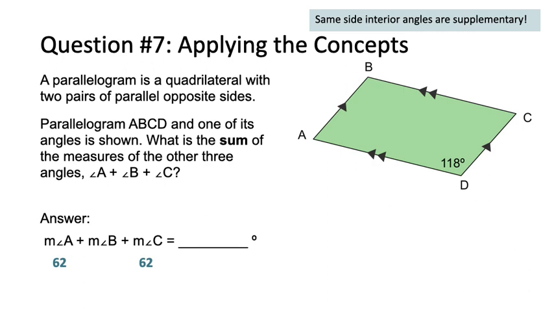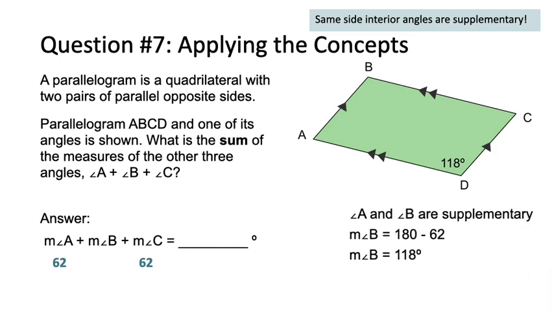But if you did not know that, you could apply the fact that A and B are same side interior angles, therefore they are supplementary. So we can subtract 180 minus 62 to get 118 for the measure of angle B. Now we can add these three measures together to get 242 degrees for the sum of the measures of angles A, B, and C. Turns out, some of you may have remembered, the sum of the interior angles of a quadrilateral will be 360 degrees.